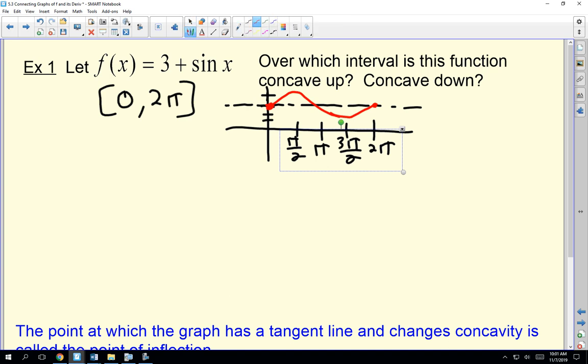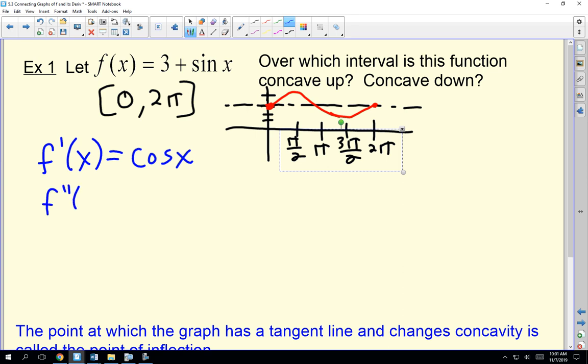When in doubt, take the derivative here. So f prime of x equals cosine of x. I'm only asking about concavity here. That's it. So f prime is cosine of x. That's not what I'm going to use for concavity. I'm going to go to f double prime. So second derivative is equal to negative sine of x.